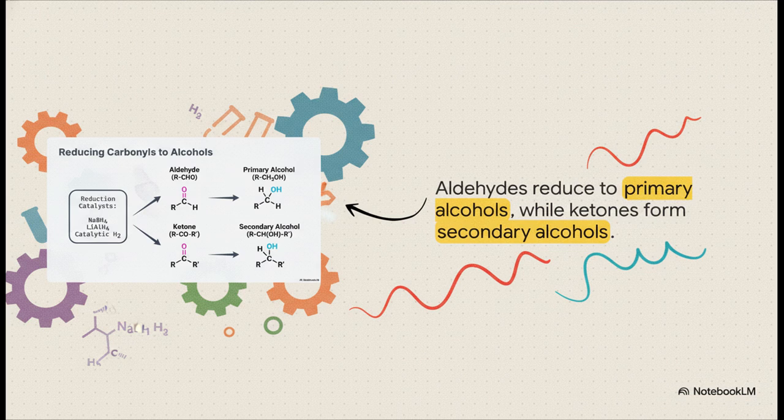An aldehyde will always form a primary alcohol. That means the carbon with the OH group is only attached to one other carbon. A ketone, though, it forms a secondary alcohol. So even when they react the same way, you still get different results.